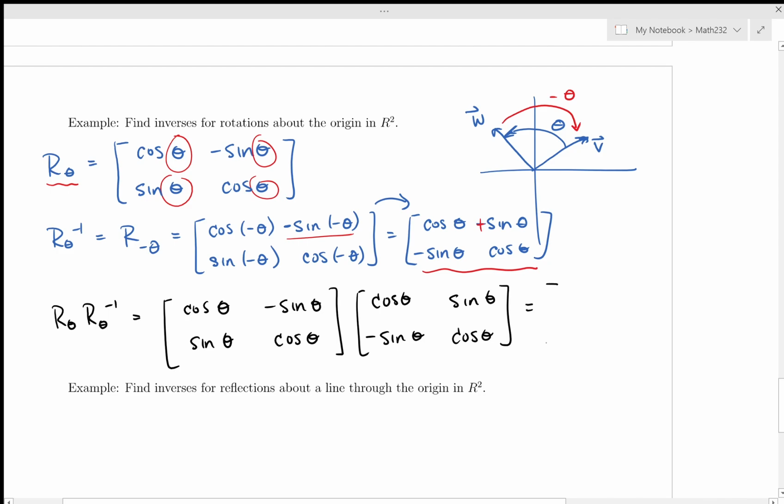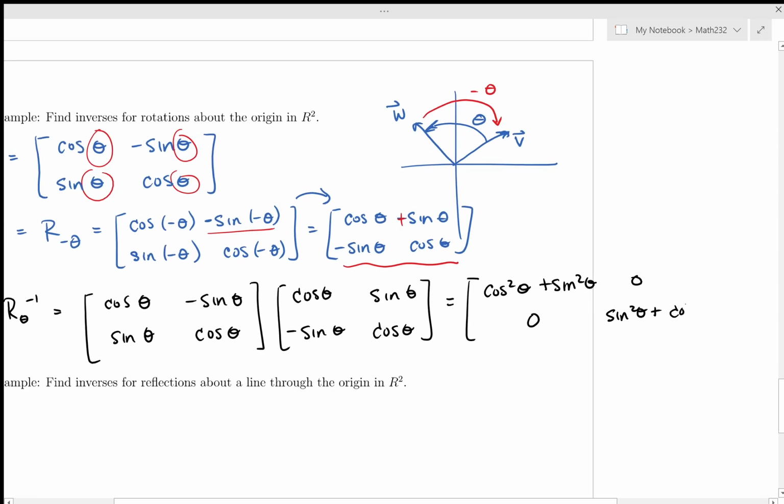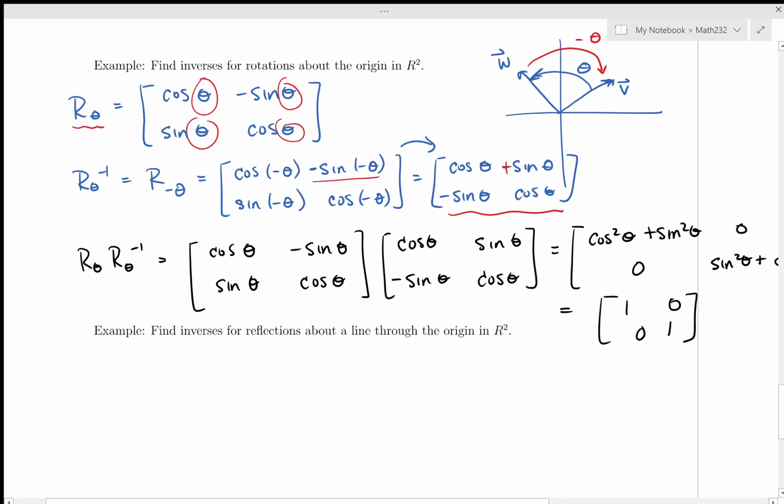And what happens when I do that, folks? I get cos squared theta plus sine squared theta. And then I get cosine minus sine cos. Good. Same thing here. And then here I get sine squared theta plus cos squared theta. And that is equal to this, 1, 0, 0, 1. That's the identity matrix. So I have that this product right here is the identity matrix.